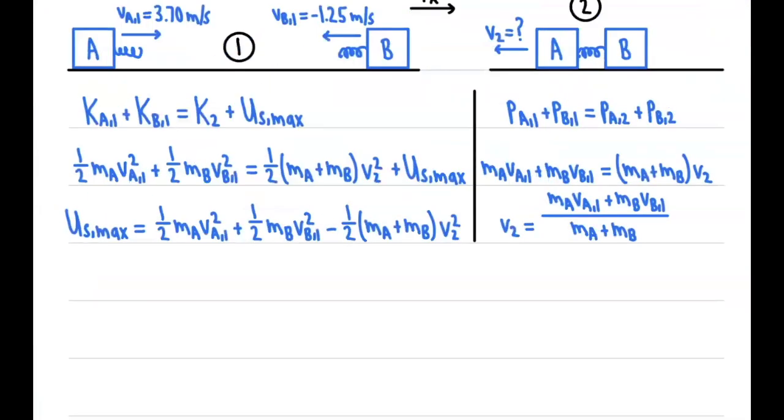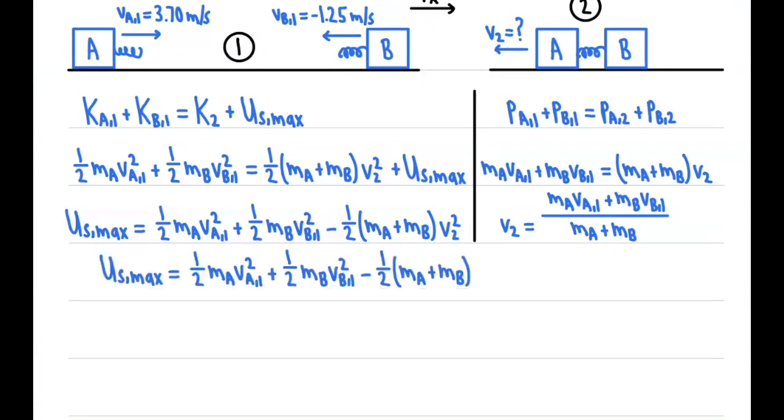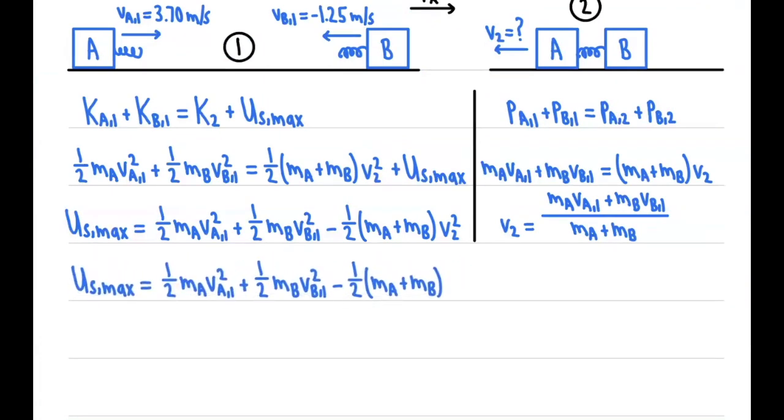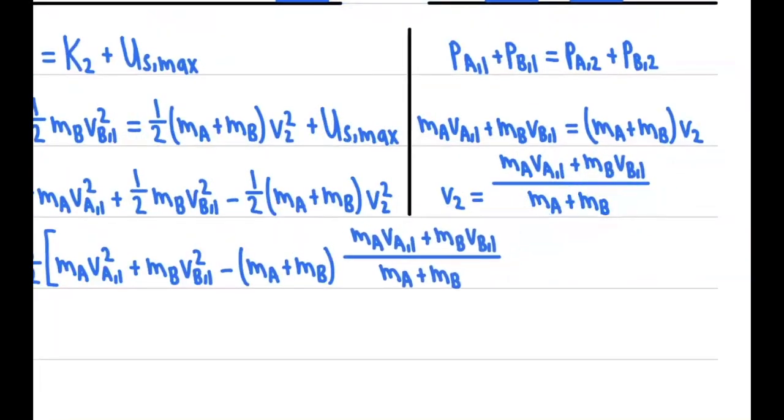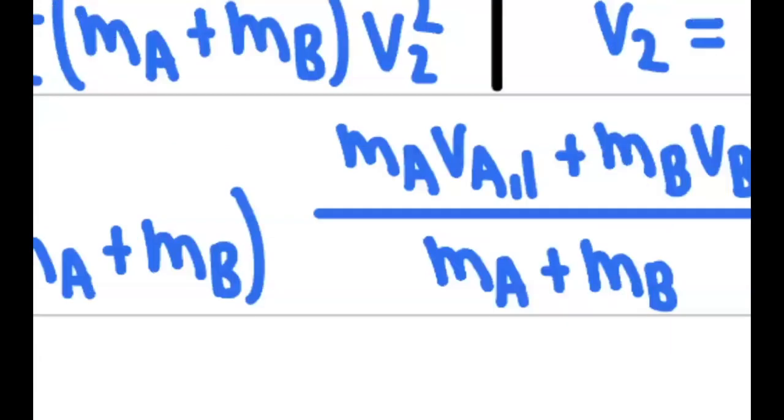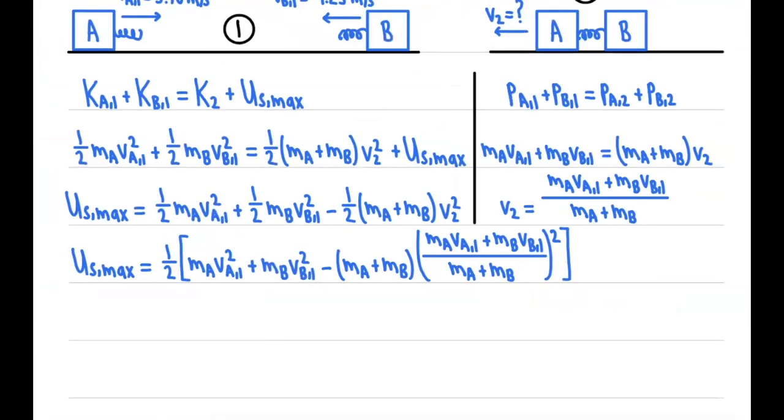So I can substitute that into the energy equation and I can find the maximum elastic potential energy. Okay, so we have all of this. And I'm going to factor out the 1/2 also. And V2 is this, and we're squaring all of that. There's one thing I can do to clean things up a little.